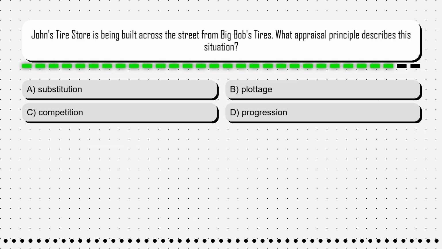Question 17. John's tire store is being built across the street from Big Bob's Tires. What appraisal principle describes this situation? Option A, substitution. Option B, plottage. Option C, competition. Option D, progression.